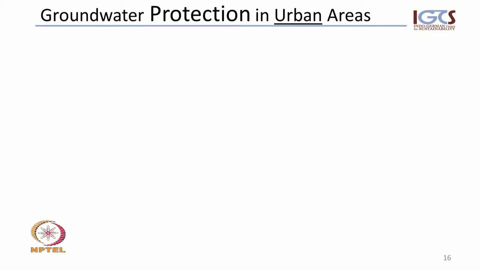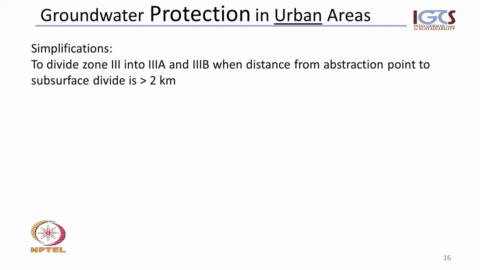Now, how can this work in an urban area? We know that many urban areas depend on groundwater entirely, and not all of the geophysical parameters of the aquifer are always available and known. And for that reason, there's a slight simplification used in urban areas. First of all, zone 3 is divided into 2 zones whenever the distance from the abstraction point to the subsurface divide is larger than 2 kilometers.